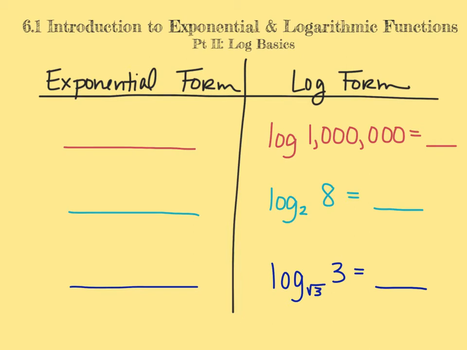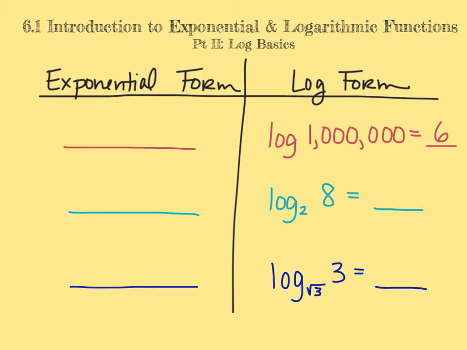Here we have some more examples, but we're going the other way. Now we have an expression that is not quite completed in log form, and we want to write it in exponential form, so we'll fill in all these blanks. Here we have a base of 10, because it's not written, and so this is saying 10 to what exponent equals 1 million? Well, 10 to the 6th power gives us that 1 million.